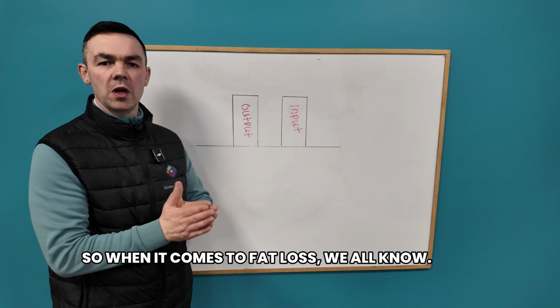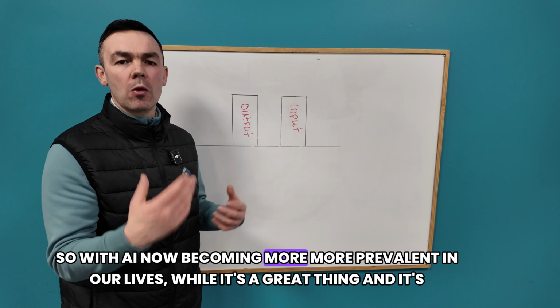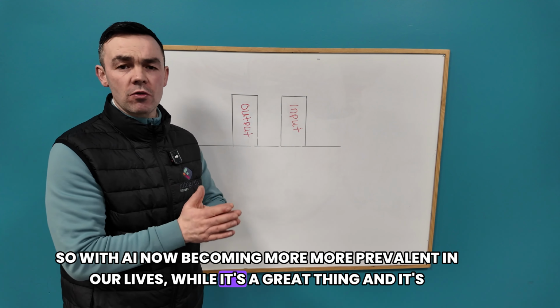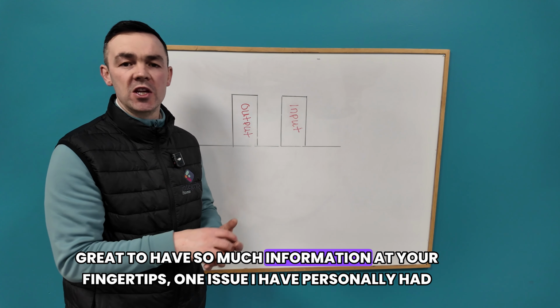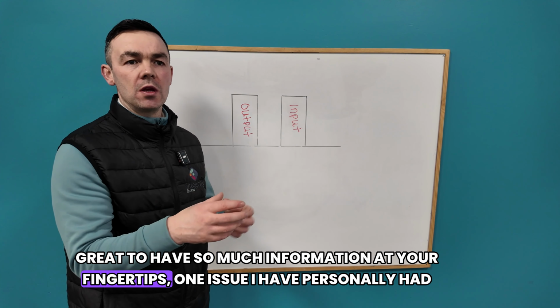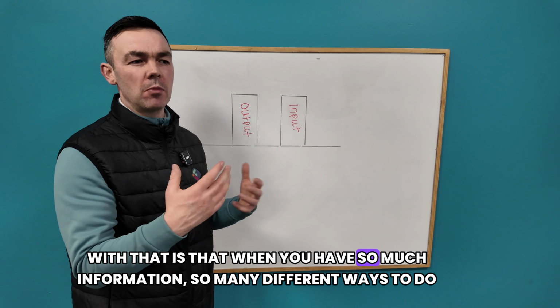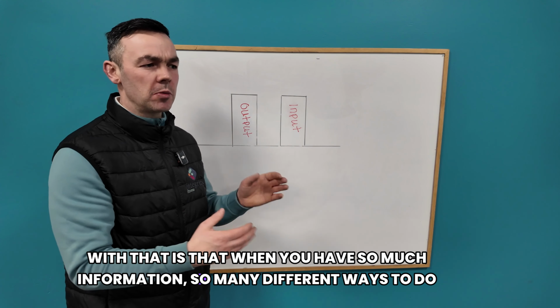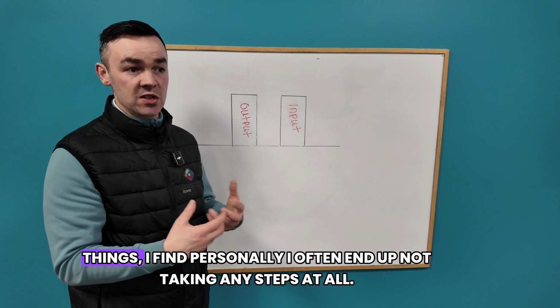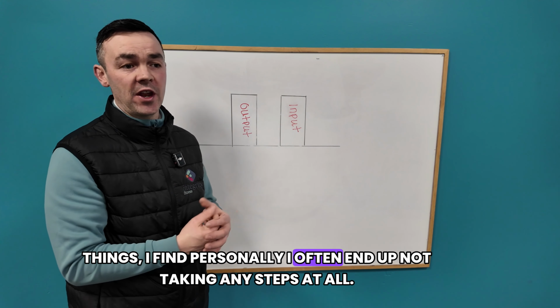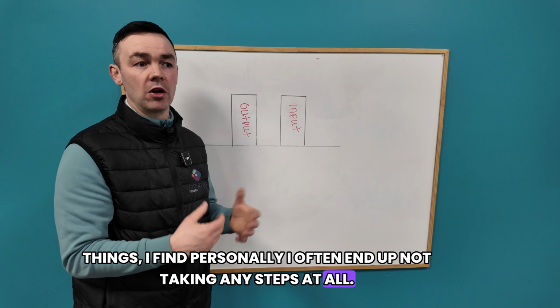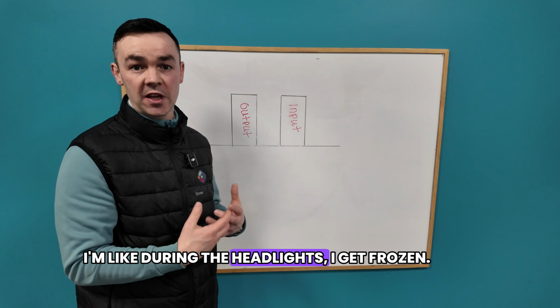So when it comes to fat loss, we all know... with AI now becoming more and more prevalent in our lives, while it's a great thing and it's great to have so much information at your fingertips, one issue I've personally had with that is that when you have so much information, so many different ways to do things, I find personally, I often end up not taking any steps at all. I'm like a deer in the headlights, I get frozen.